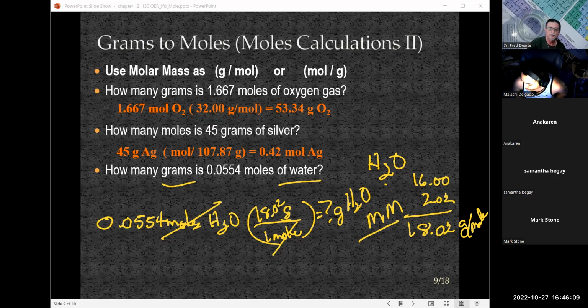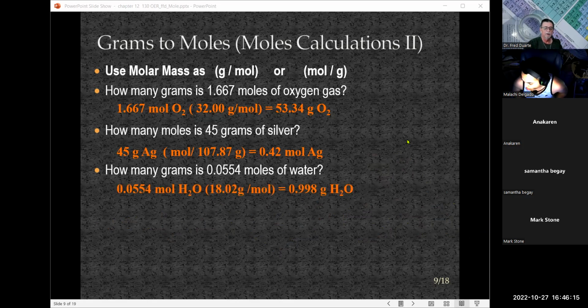Now it's a matter of doing the mathematics on your calculator, and you should end up with the following. Almost 1 gram, so 0.998 grams of water. It calculates to have 0.0554 moles of H2O.